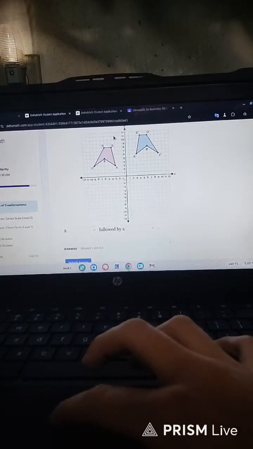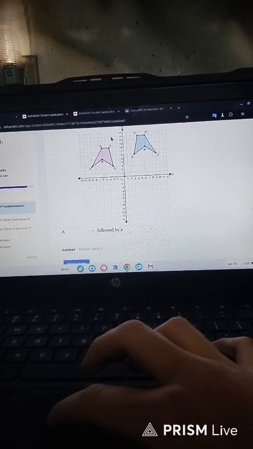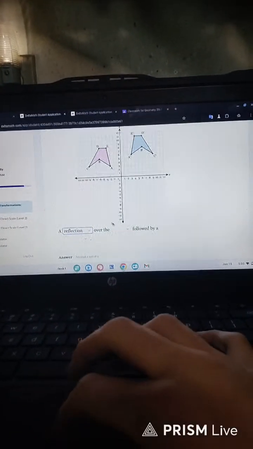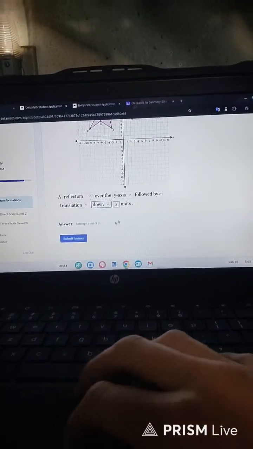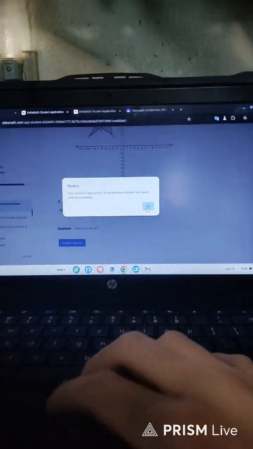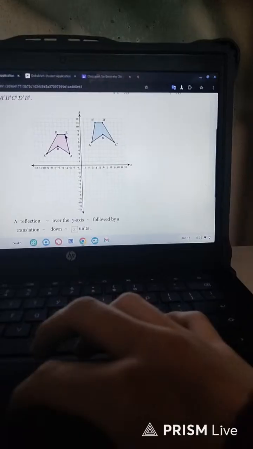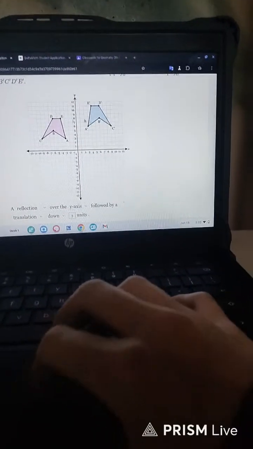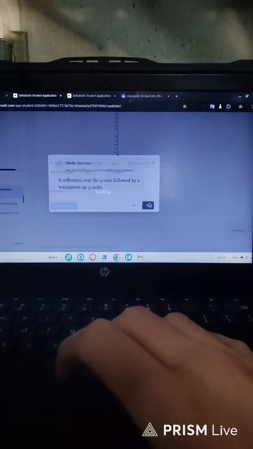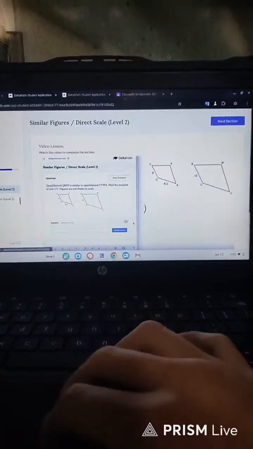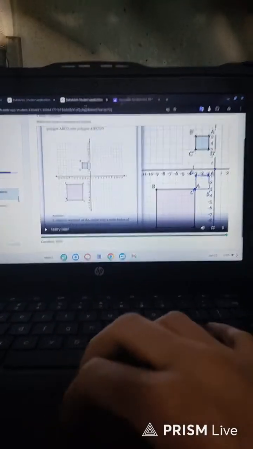Alright, so it reflects. And then we go down 1, 2. Alright, we go down 3. So reflection over the Y, followed by translation down 3 units. No, I did that wrong. Alright, so the translation's correct. Oh, it's gonna be up because this one's the regular and that's the one. Okay, I did the opposite. Alright, there we go.